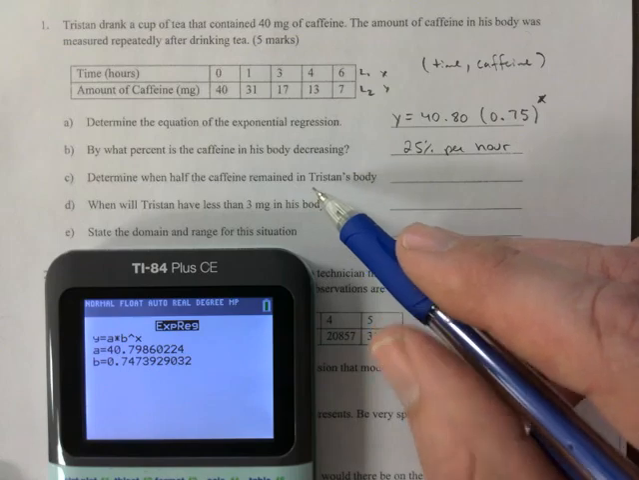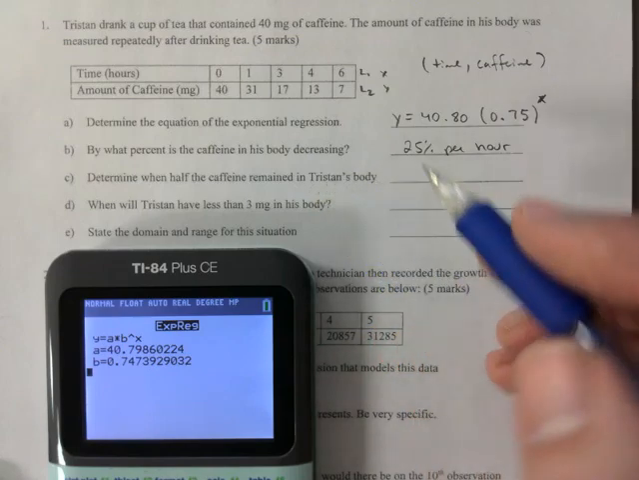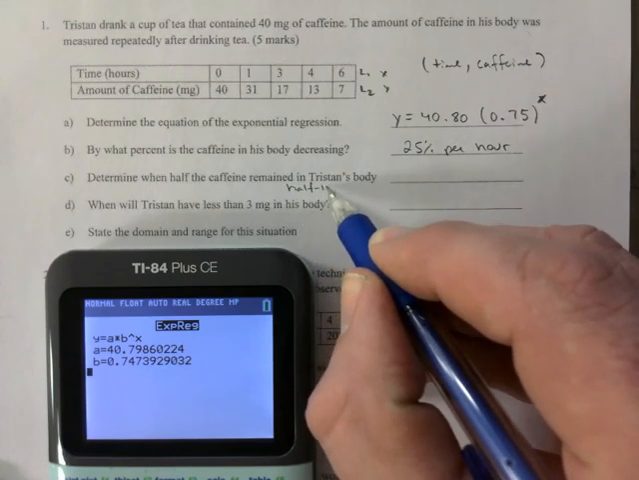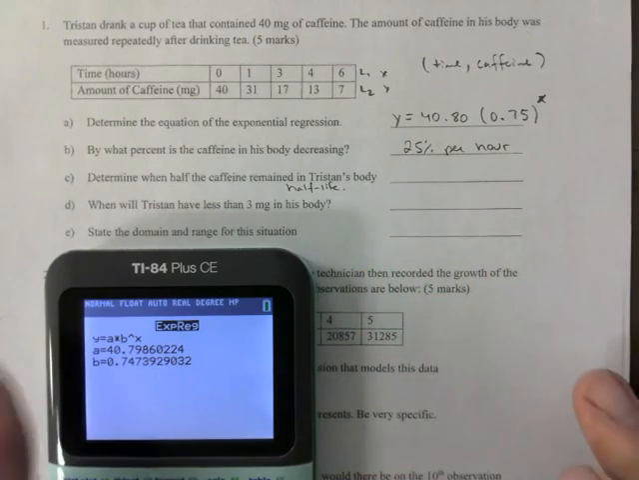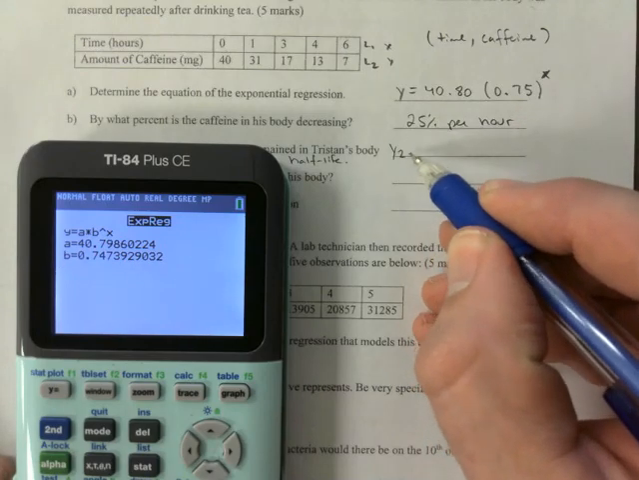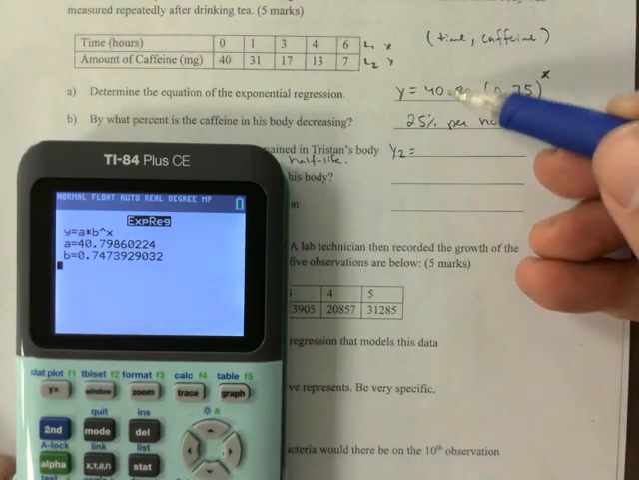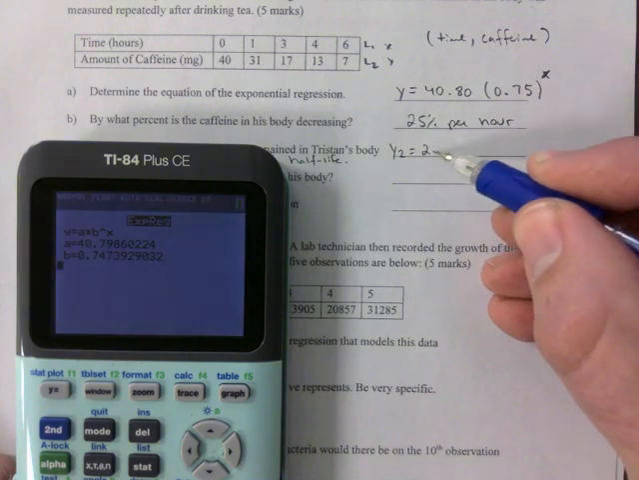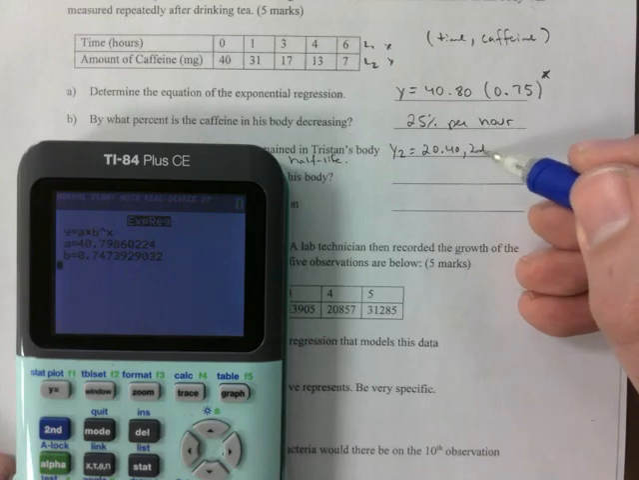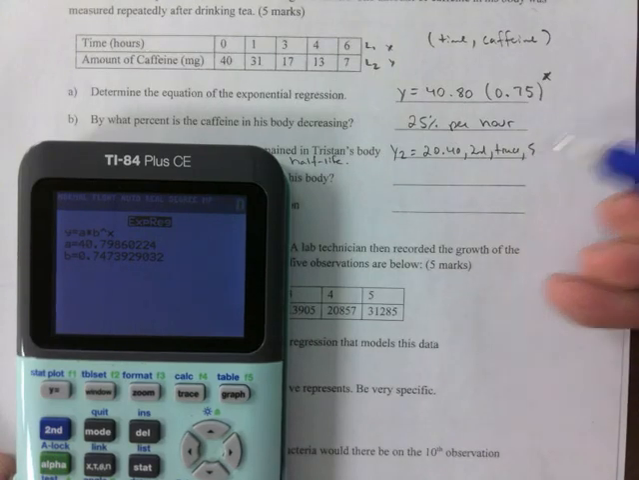Determine when half the caffeine remained in Tristan's body. They're asking for half-life, by the way. They're just not saying it that way. So I have to let y2 equal half of what I started with. So 20, 40, okay. And then I'm going to go second, trace, 5, intersect.